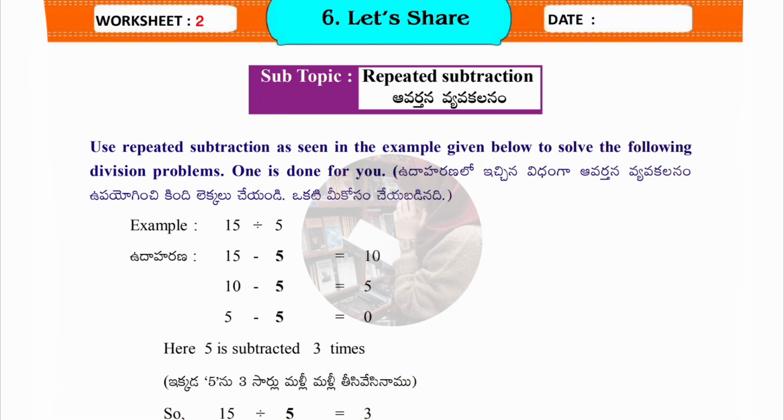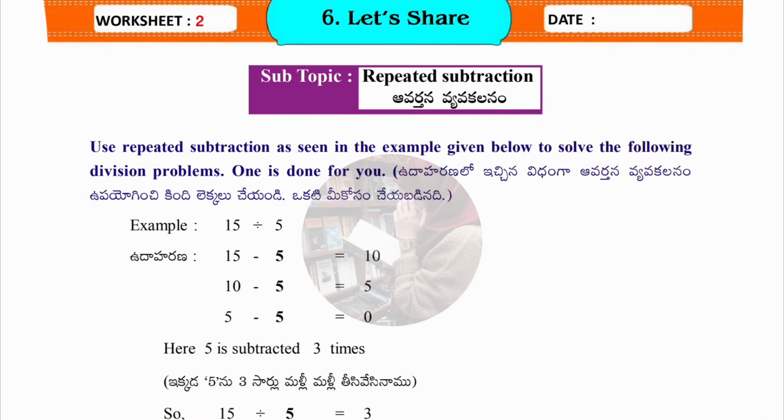One is done for you. Here one example is given, 15 divided by 5. So we all know 15 divided by 5 is 3 itself. So we have to do this division form in a repeated subtraction form. I will show you how to do it. So firstly here 15 and 5 is given. So from 15 we have to subtract 5 until we get 0 as the remainder, means 0 as the answer.